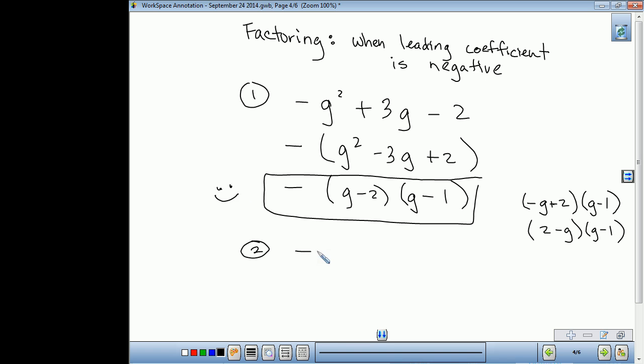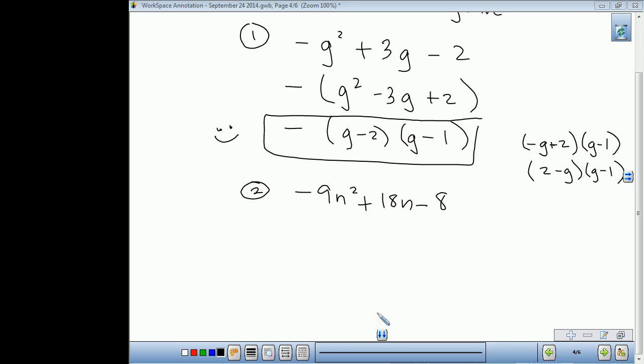Number 2. Let's say we had negative 9n squared plus 18n minus 8. My leading coefficient is negative, so I'm going to factor out that negative and then see what I can do with what's left. So I factor out the negative, and it becomes positive 9n squared minus 18n plus 8. Why is there still a negative out there? I just factored it out. I can't change the expression. I can't make this go from being a value of negative n squared to positive n squared.